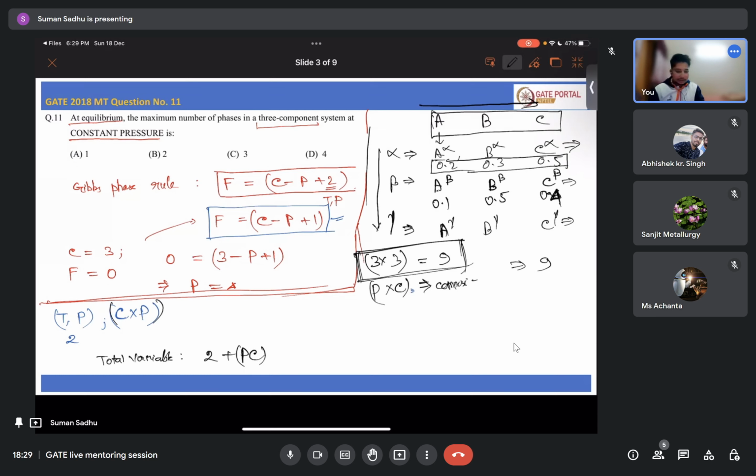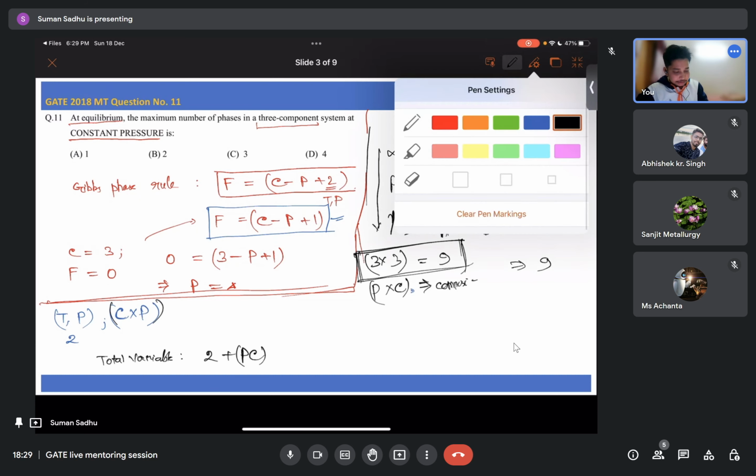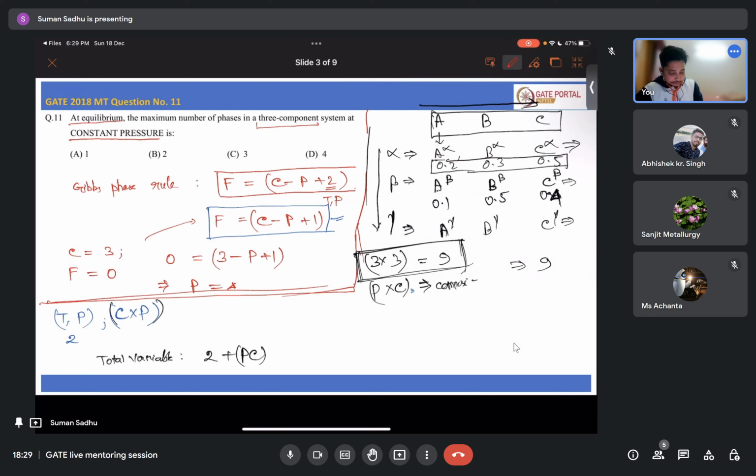So now I think you have noticed one thing here. When you are giving or writing the composition, we generally tell the composition in terms of mole fraction, right? So the summation of the mole fractions will be 1.